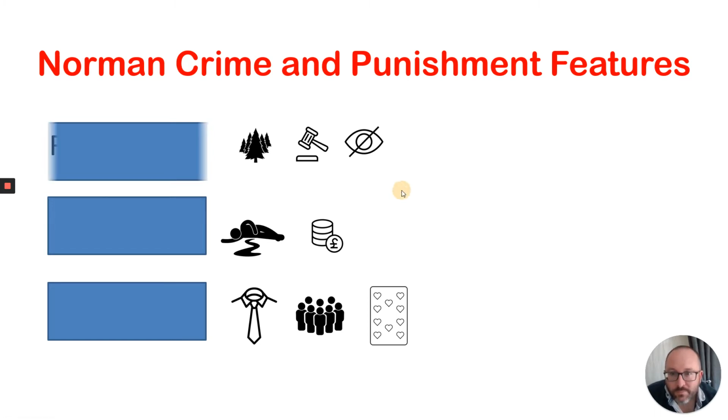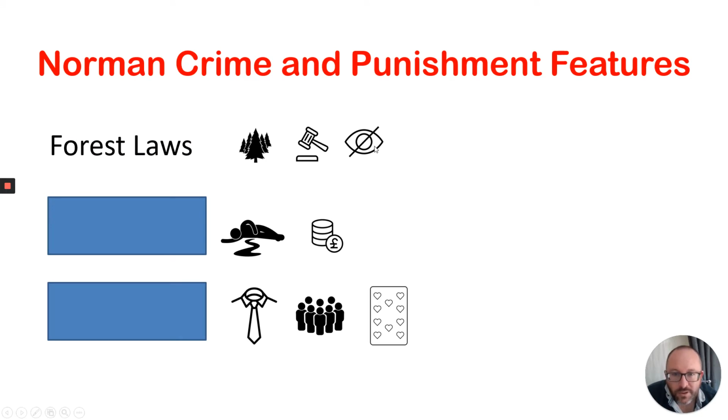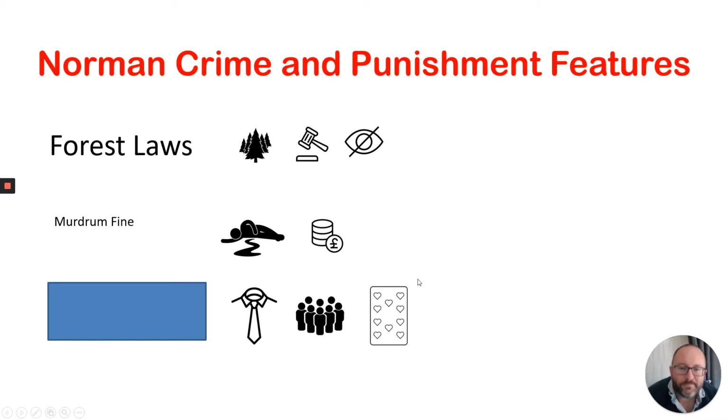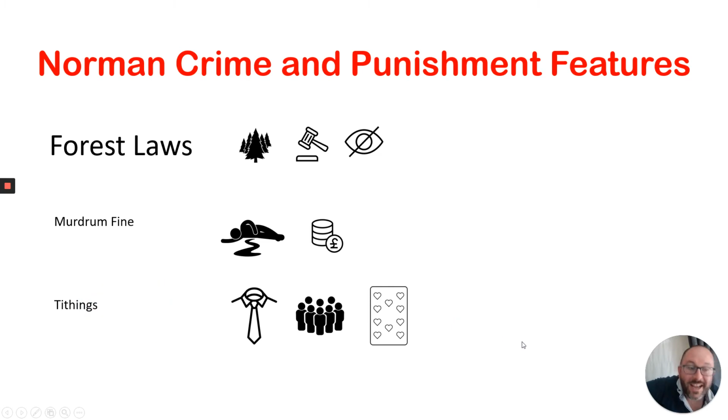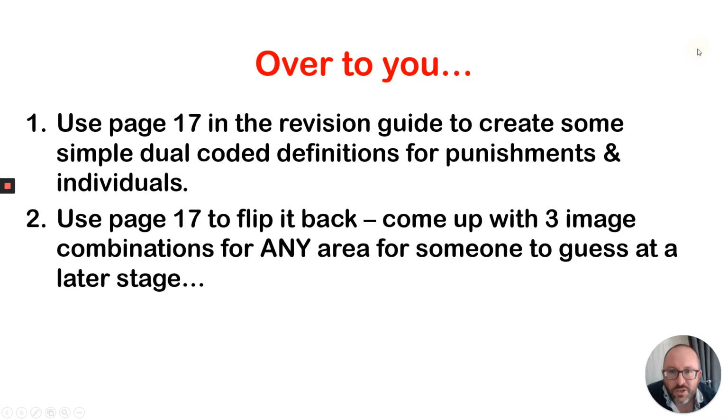So the first one is the forest laws, and here the eye, because blinding was one of the punishments used. Next one, you've got, oh, this person on the floor, it's the murdrum fine. The last one, you've got a group of people, you've got a tie. Yes, of course, it's tithings. So it's a nice, simple way to try and get you to remember and think about these features, okay?